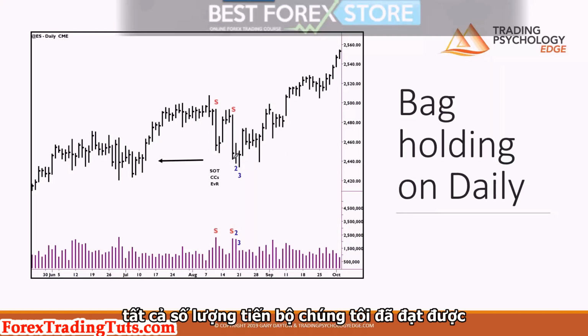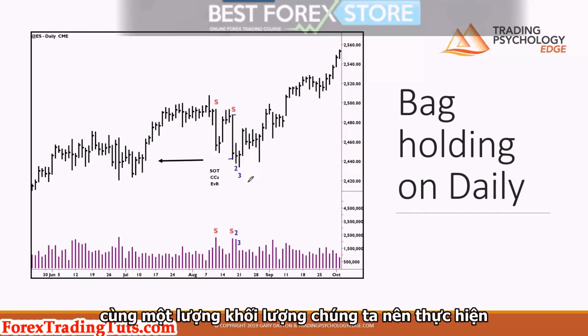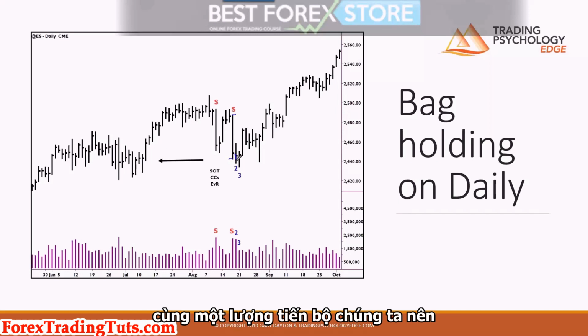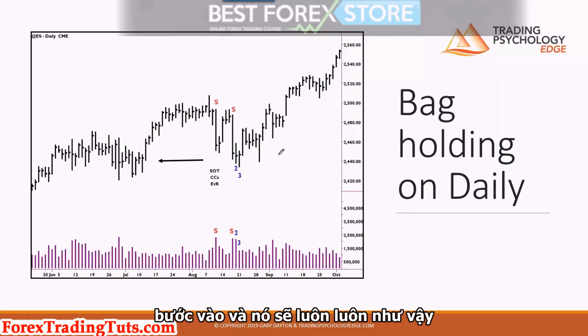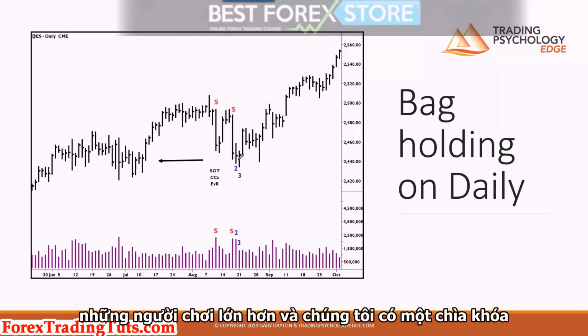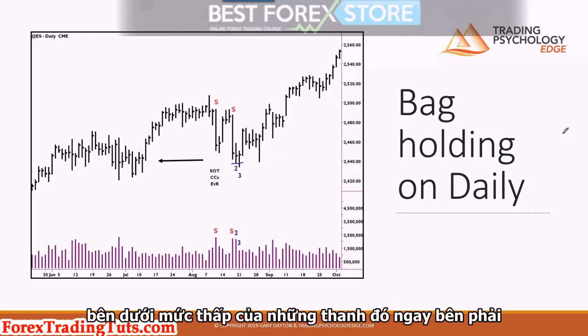Look at the amount of progress we made on bar number 5 on all of that volume. We got the same amount of volume, we should make the same amount of progress. We should see a bar like this for bar number 2, but instead we don't. So somebody is stepping in, and it's always going to be the larger players. And we have a key reversal in here as well, going underneath the lows of those bars, right? So there's an entry.